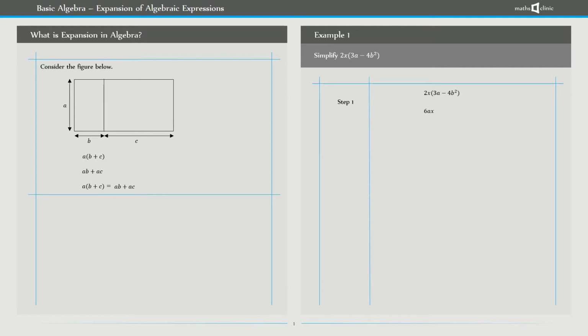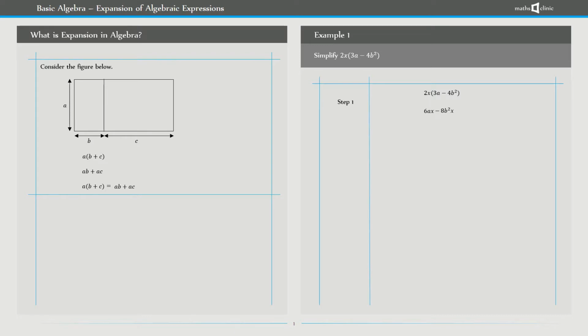So we have minus 4b squared. The minus is very important. If you put a plus there, you get 0. The first thing we do is we multiply 2 and minus 4, because we're multiplying by 2x. We go 2 times minus 4, we get minus 8, and then we have x and b squared, and what we end up with is minus 8b squared x. And that is your answer.